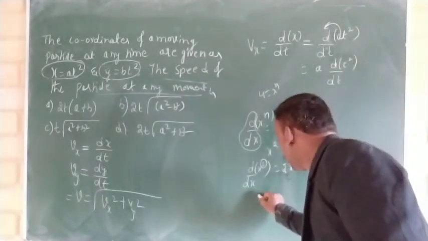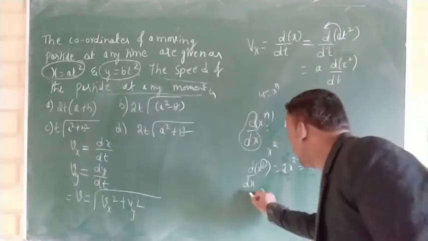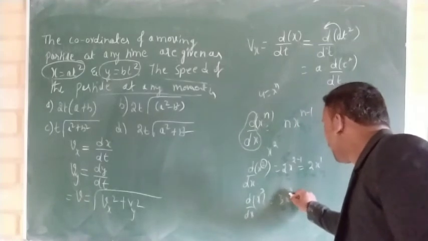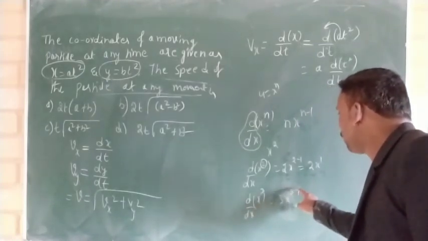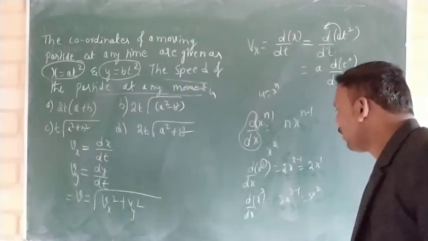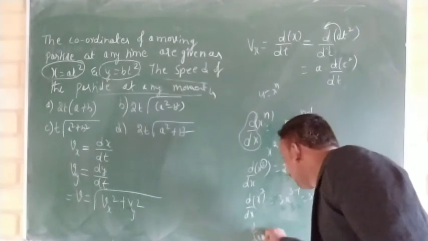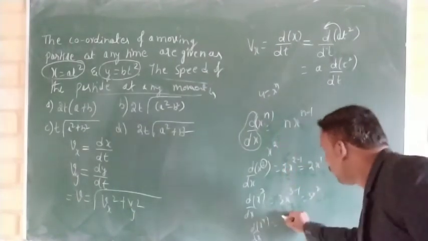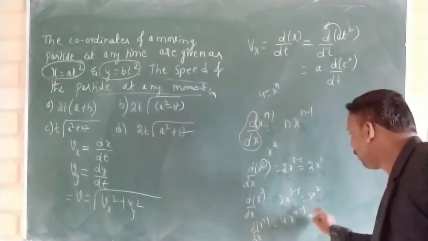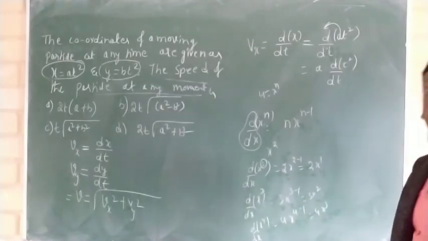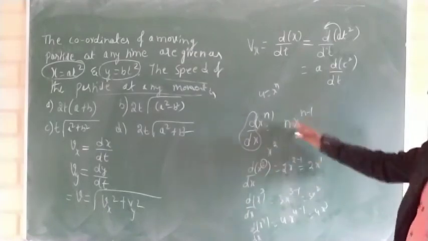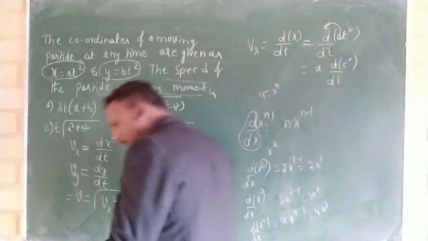For n is equal to 3, d by dx of x cube is equal to 3 x to the power of 3 minus 1, that is equal to 3x square. Similarly, d by dx of x to the power of 4, n is equal to 4, n x to the power of n minus 1 is equal to 4x cube. In this way, we differentiate x to the power of n.